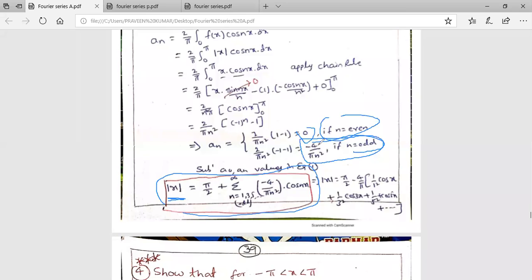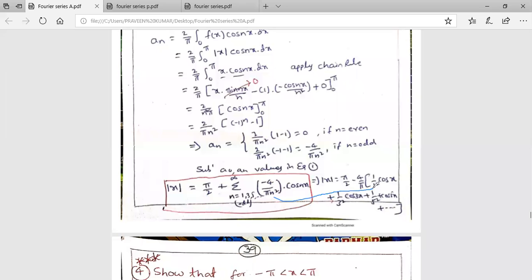So therefore the result is minus 4 by pi n square cos nx. Summation n is equal to 1 to infinity a n cos nx, where a n is nothing but this. So there is no bn. Bn will be 0, already we know it. So therefore this result is mod x is equal to pi by 2 minus 4 by pi. I'm taking n is equal to 1. So if I take n is equal to 1, so therefore it will be minus 4. I'm taking out 4 by pi already. So therefore 1 by n square.